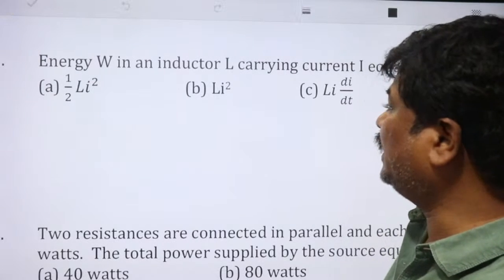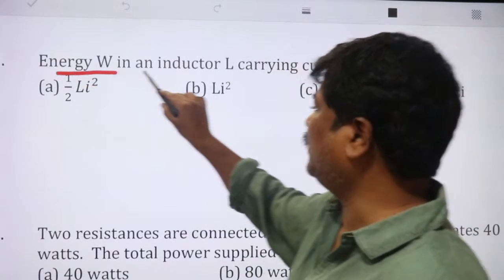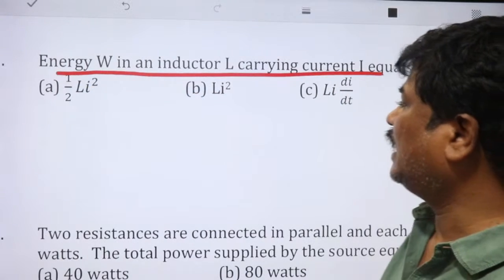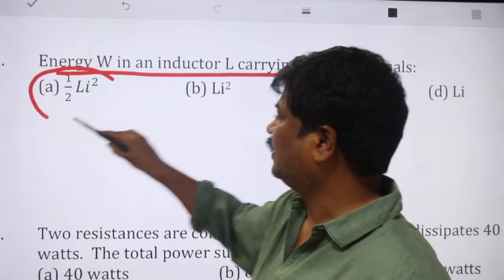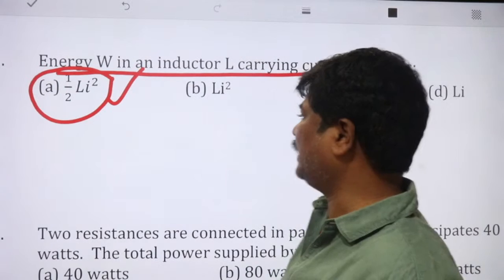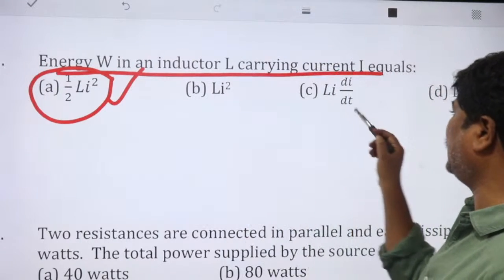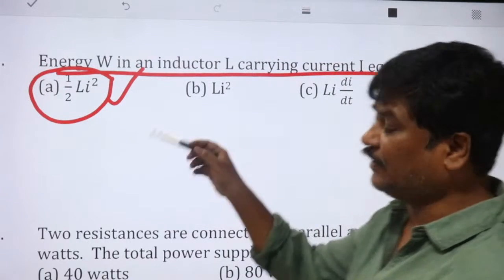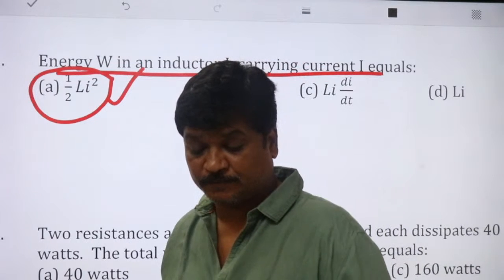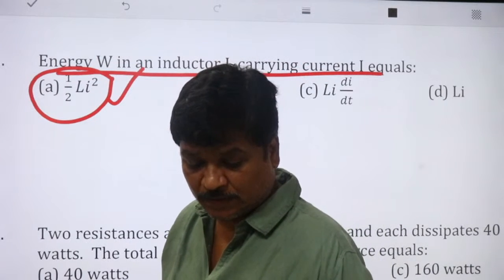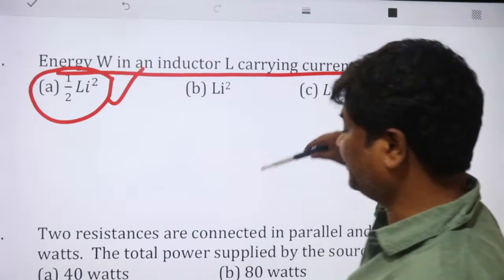The energy stored in an inductor, the energy W stored in the inductor is half Li square. The options are half Li square, Li square, Li di by dt, Li. Half Li square is the answer. Is it or not? Next.